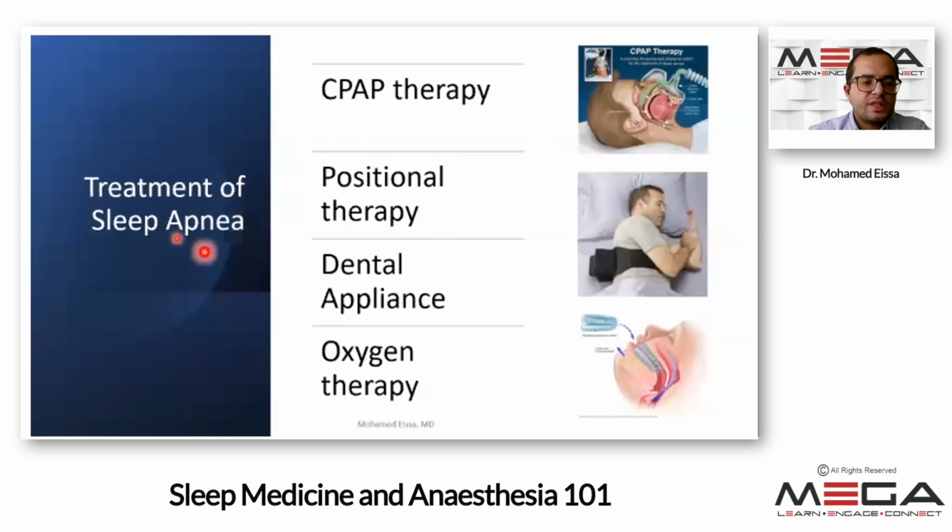For treatment of sleep apnea, we all know we use CPAP therapy, using a BiPAP machine or CPAP machine. Also, because sleep apnea is more common in the supine position, in patients who have sleep apnea predominantly in a supine position, we can use what we call positional therapy, trying to make the patient sleep most of the time on his sides by using a tennis ball or special pillows. And we also have the dental appliance, a simple oral appliance that tries to open the airway by bringing the jaw anterior, as you see here.